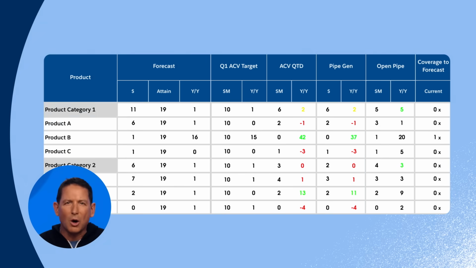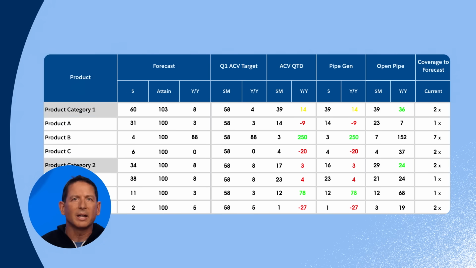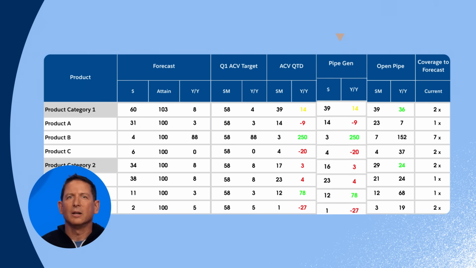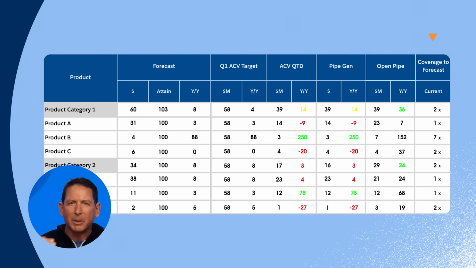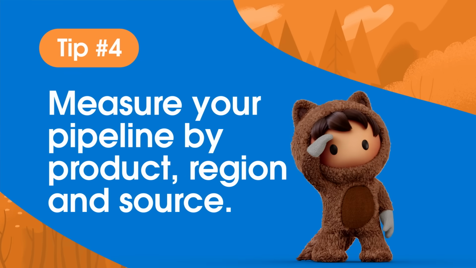For example, on the APM, we can see a row for each product. Then we can track columns for things like the forecast, closed business, pipe gen, open pipe, pipeline coverage ratio. And for each, we can look at the dollar amount and the year-over-year comparison. So tip number 4, measure your pipeline by product, by region, and by source. If you don't set up the measurement framework properly, you can't effectively identify and fix hotspots.